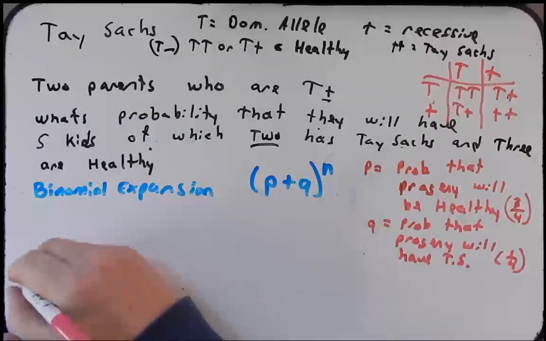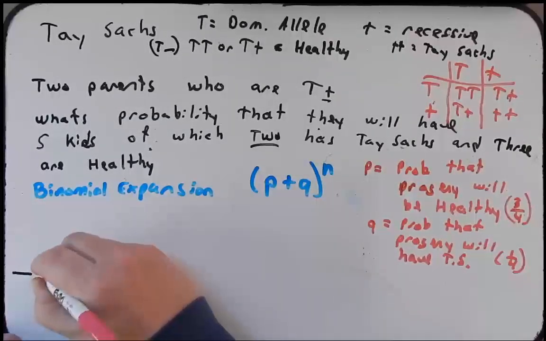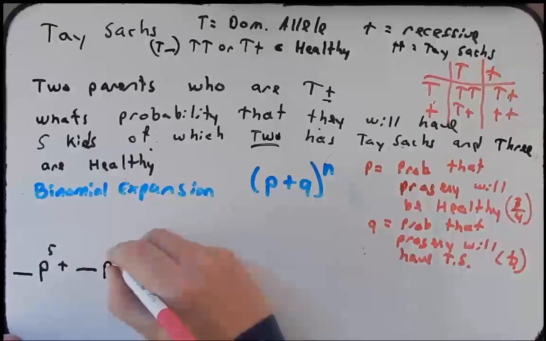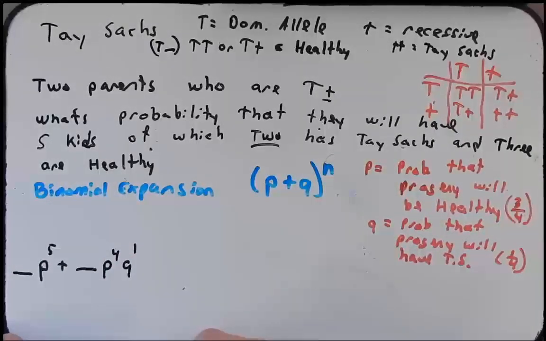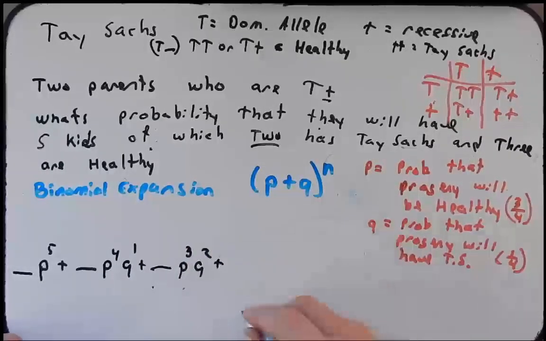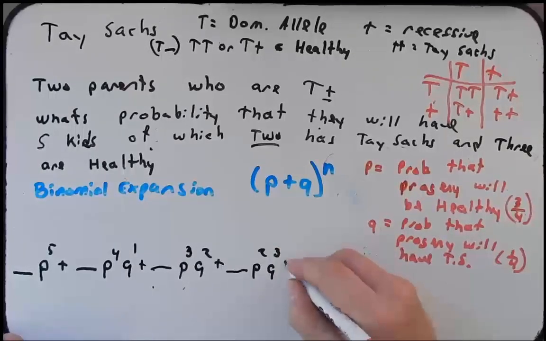So let's think about it this way for now. These parents could have 5 kids that are all healthy. They could also have 4 kids that are healthy and 1 kid who is not healthy. Or they could have 3 healthy kids and 2 kids with Tay-Sachs. You could also have 2 kids healthy, 3 kids with Tay-Sachs.